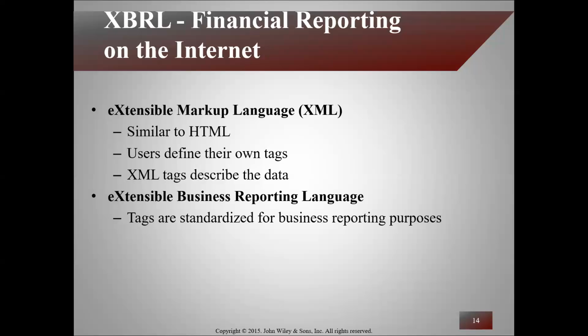There are two differences between HTML and XML. One is that XML tags are extensible, meaning that they allow users to define their own tags, such as sales revenue. Without standardized markers or tags, financial information may not be clear, and users may not be able to extract data from XML files for comparison purposes.